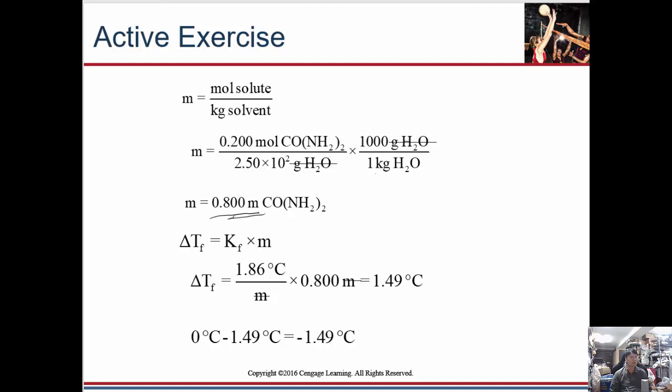Now we have to look: is this a strong electrolyte, weak electrolyte, or non-electrolyte? It turns out this is a non-electrolyte, so this doesn't break apart into more particles, it just stays as one particle. And so we just calculate the change in the freezing point. It's 1.49. It's a depression. We take our normal freezing point and depress it by 1.49, and we get minus 1.49. This negative comes in here because it's a depression. We have to know that the freezing point is going to be depressed by 1.49 degrees C in this case.